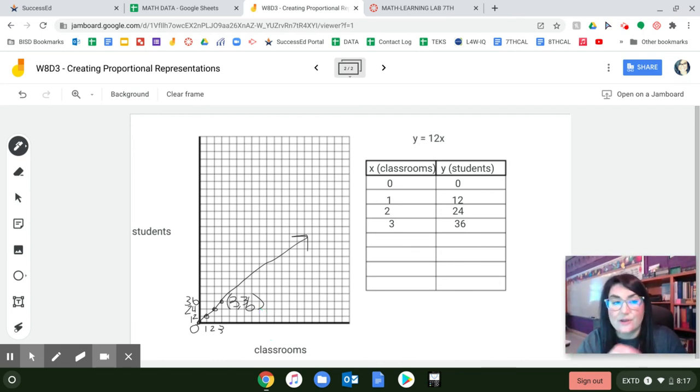All right, so create your own data, have fun with it. Fill out your entire table, and that's all you have to graph. Okay, you don't have to go all the way out. Just graph what you get in your table.